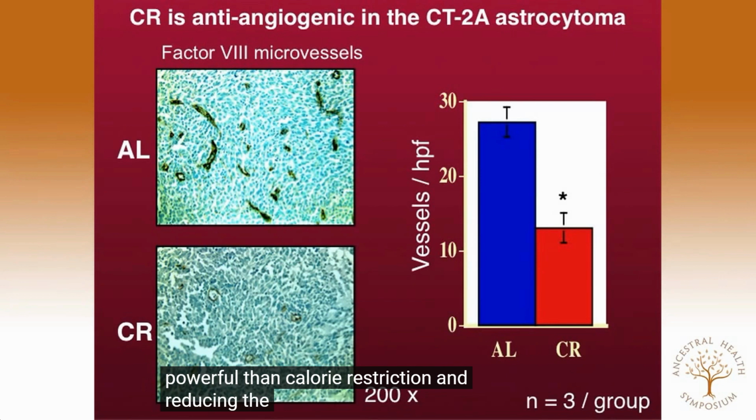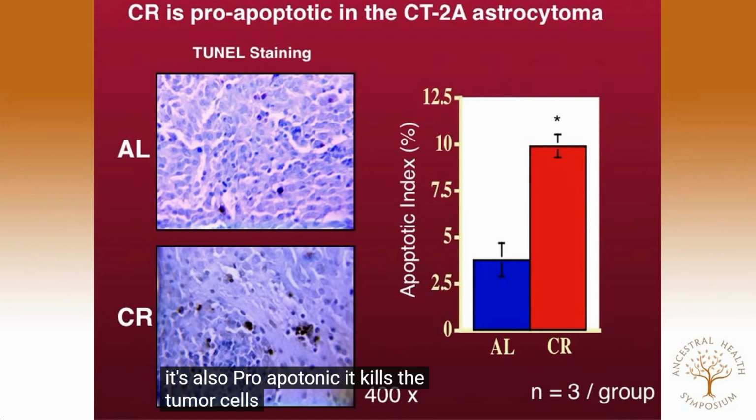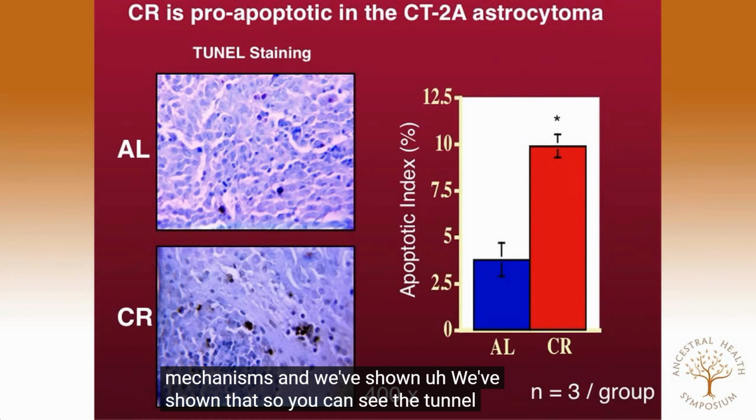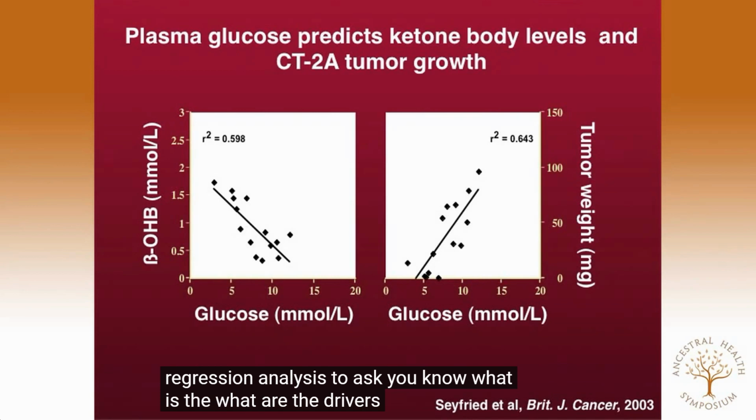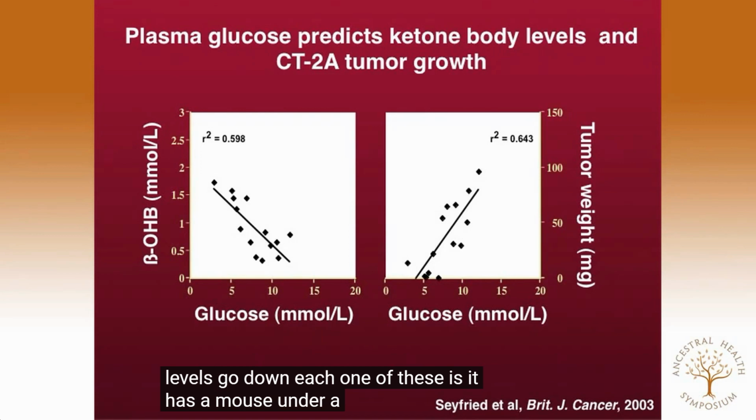It kills the tumor cells through programmed cell death mechanisms, and we've shown that. So you can see the TUNEL positive. These are the dead cells in ad libitum-fed cancer. You don't see as many as you do in the calorie-restricted tumors. We've done linear regression analysis to ask, you know, what are the drivers for this whole thing? And glucose levels go down, each one of these is a mouse under a different dietary condition.